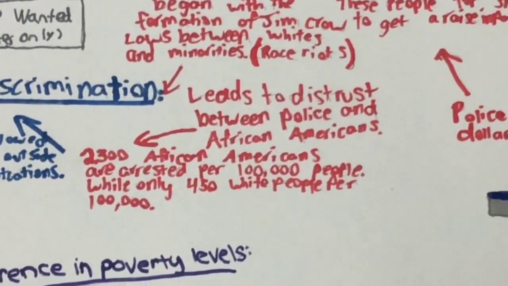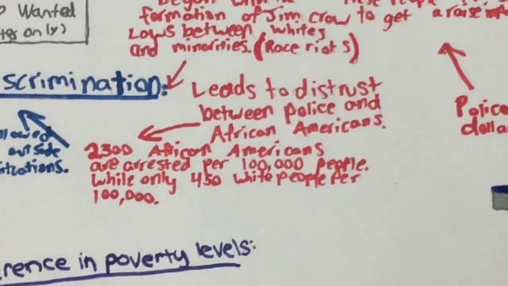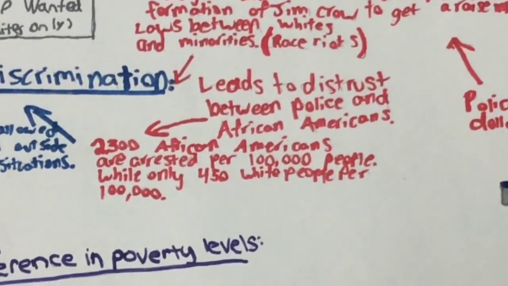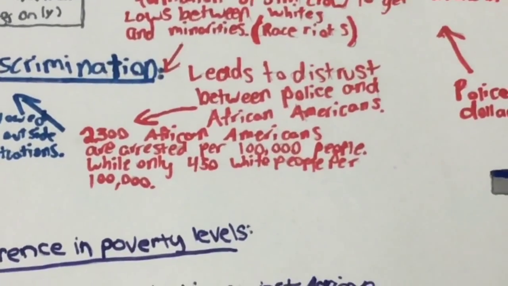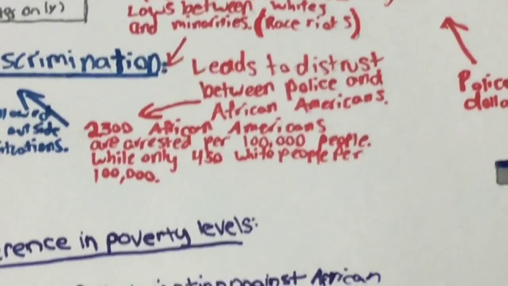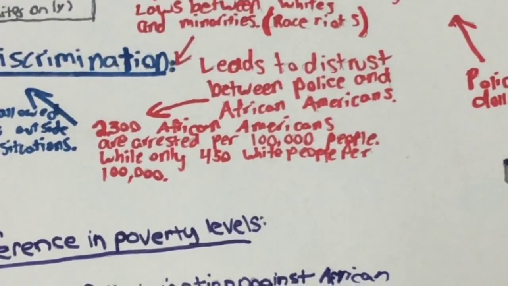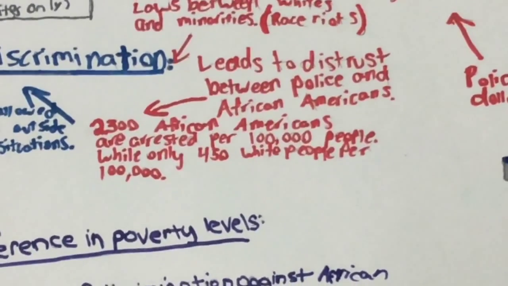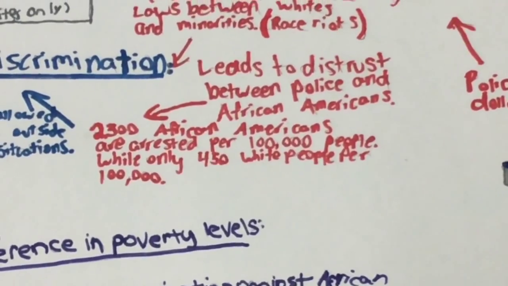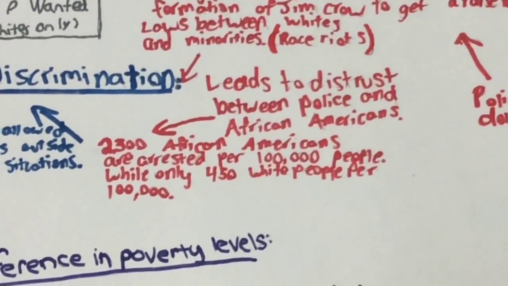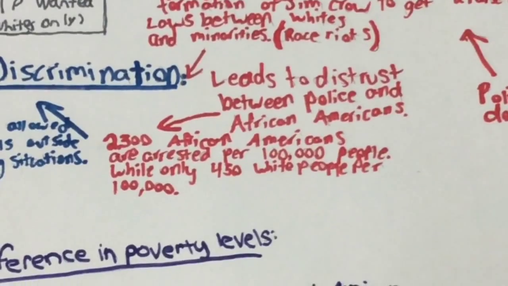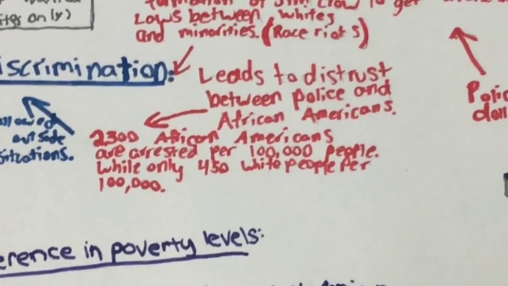which leads to more African Americans incarcerated. Now, this doesn't seem like a big deal. I mean, sure, they get incarcerated, but so do white people. So what's the point? Well, 2,300 African Americans are arrested per 100,000 African American people, while only 450 white people per 100,000 people are arrested.